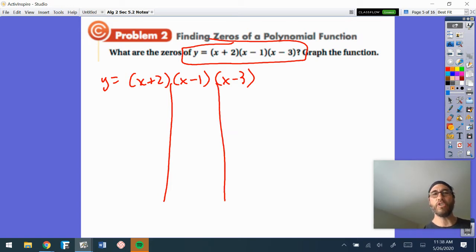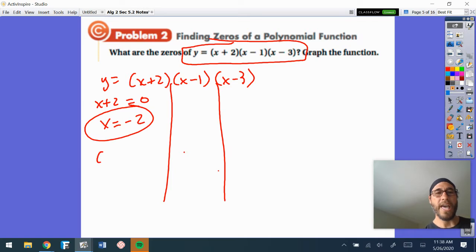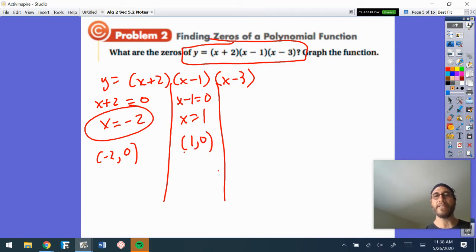And to find the zeros, you just set each one of your factors equal to 0. Okay, there we go. If I solve that, there is a 0 at negative 2, comma 0. To be a 0 means the y would be 0. Then x minus 1 equals 0, so x equals 1 when I add 1. That means there's a 0 at 1, comma 0. And my last one would be x minus 3 equals 0, which would be x equals 3, which means it would be 3, comma 0.